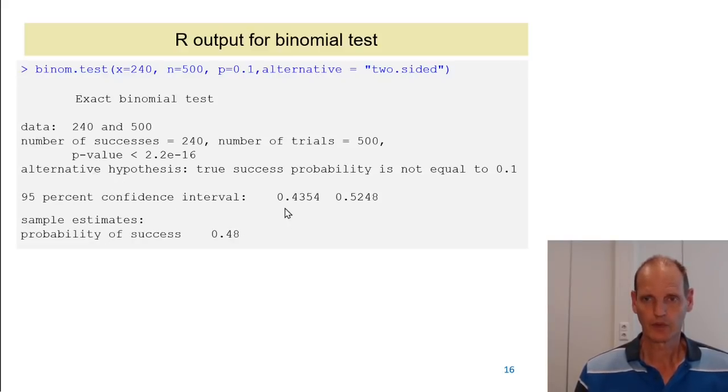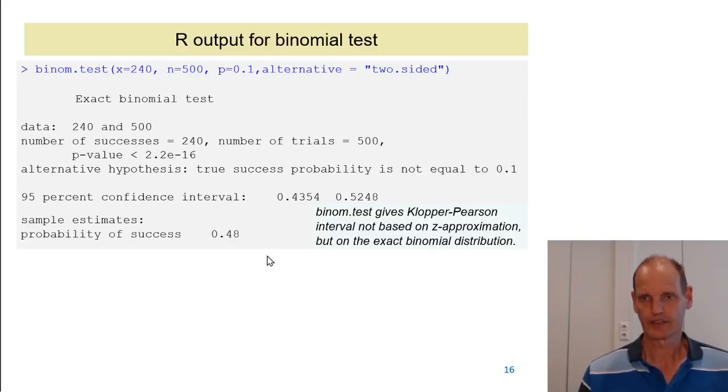But in this case, I want to draw your attention to the 95% confidence interval, 0.435 to 0.525. These values are somewhat different from the ones we calculated, and this is because binom.test gives a so-called Clopper-Pearson interval, which is not based on a z approximation, but on the exact binomial distribution.